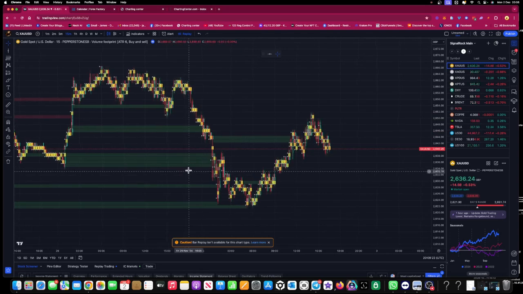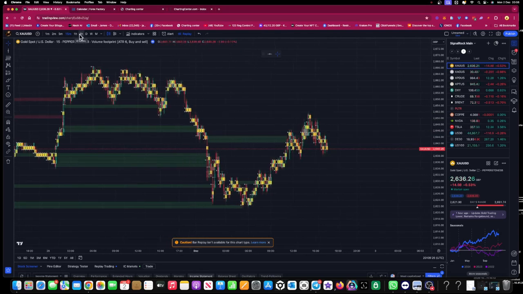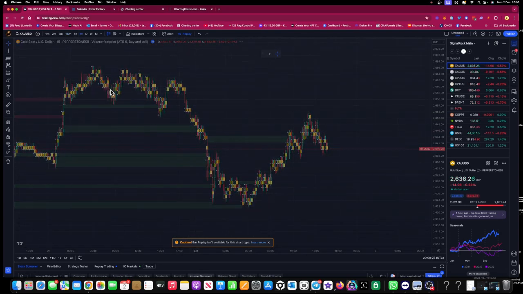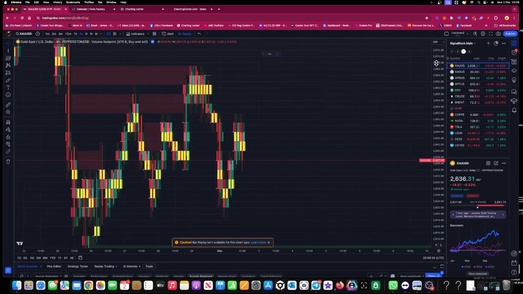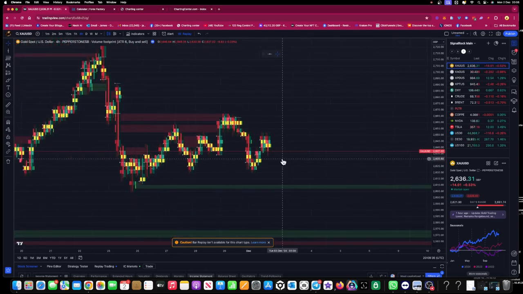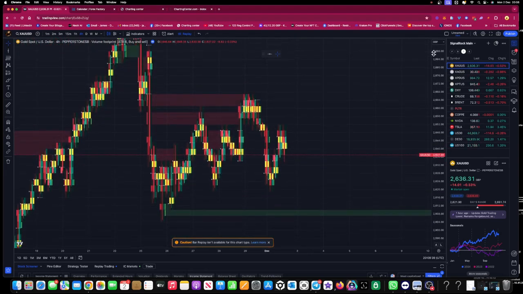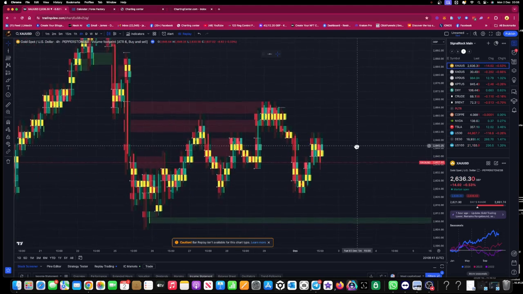That's a 15-minute chart. So let's go up to the 4-hour chart. It's going to take a little while to load. Now this volume footprint is only available on Premium with TradingView.